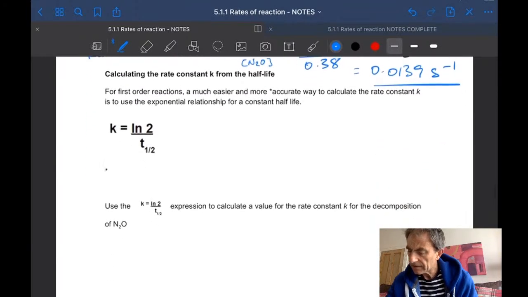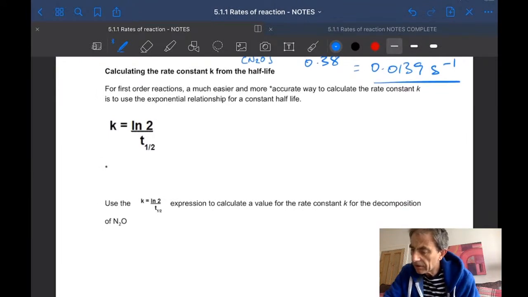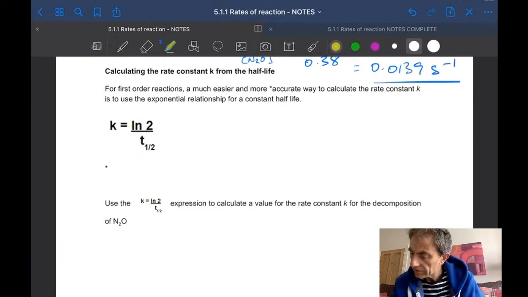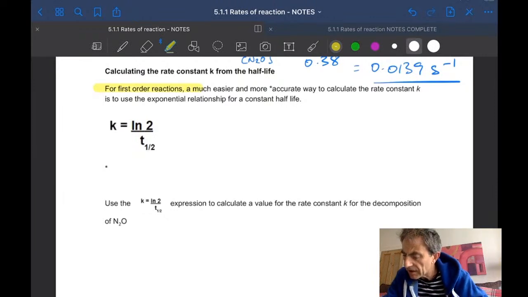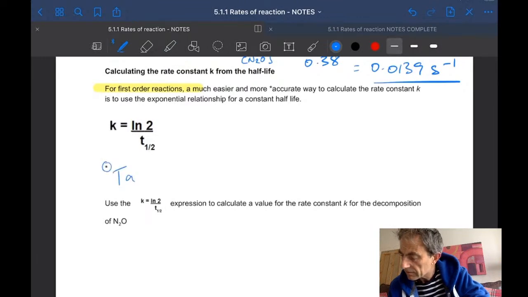Right, next little thing, calculating the rate constant K from the half-life. So this can only be done with first order reactions, by the way. For first order reactions, it's a much easier and much more accurate way to calculate the rate constant. So why is it more accurate? It's more accurate because tangents, so that little star there is obviously linking to that.